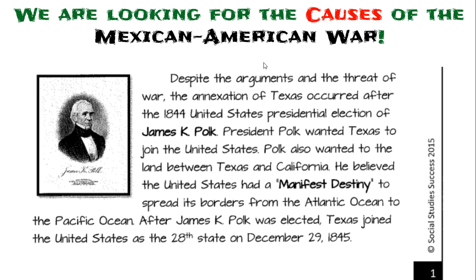Despite the arguments and threat of war, the annexation of Texas occurred after the 1844 United States presidential election of James K. Polk. President Polk wanted Texas to join the United States. Polk also wanted the land between Texas and California. He believed the United States had a manifest destiny to spread its borders from the Atlantic Ocean to the Pacific Ocean. After James K. Polk was elected, Texas joined the United States as the 28th state on December 29, 1845.